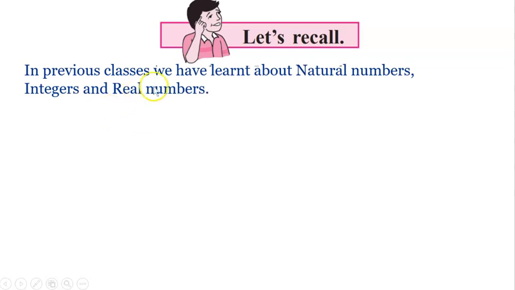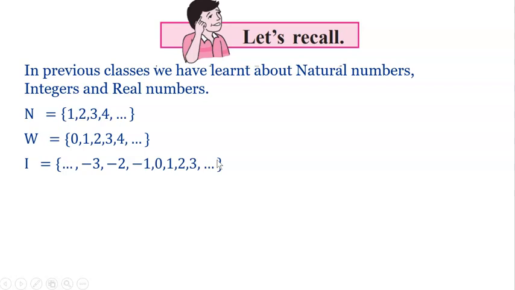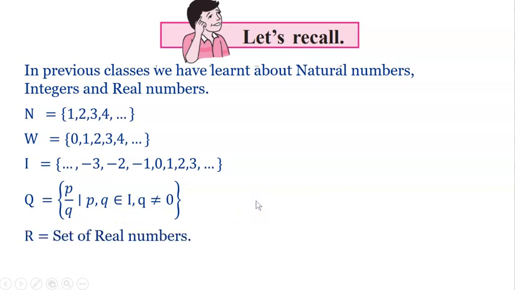In previous classes, we have learned about natural numbers, integers and real numbers. Here N is equal to the set of natural numbers 1, 2, 3, 4 up to infinity. W is equal to the set of whole numbers 0, 1, 2, 3, 4 up to infinity. I is equal to the set of integers, that is 0, 1, 2, 3 up to infinity, minus 1, minus 2, minus 3 up to minus infinity. And Q is the set of rational numbers. It is of the form p upon q, where p, q belong to the set of integers and q is not equal to 0. And next, R is equal to the set of real numbers.